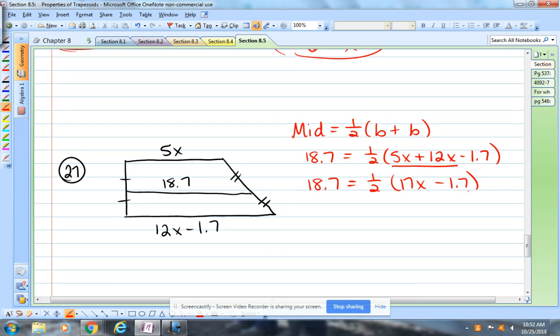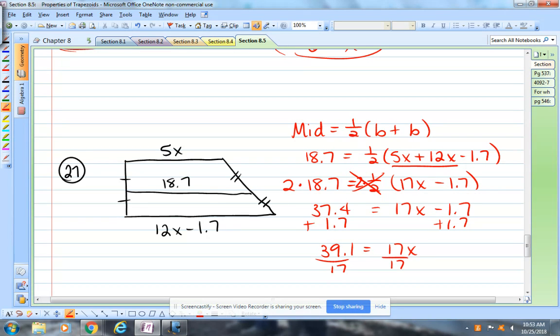17x minus 1.7. Now I really don't want to distribute that 1/2. So how do I get rid of it? Multiply by 2 on both sides. And we can use our calculators to help us. So I want participation, please, and y'all tell me what 2 times 18.7 is. 37.4 equals 17x minus 1.7. Now we just got to solve it for x. So how are we going to do that now? Add 1.7. What do we get? 39.1 equals 17x. And then we do what?